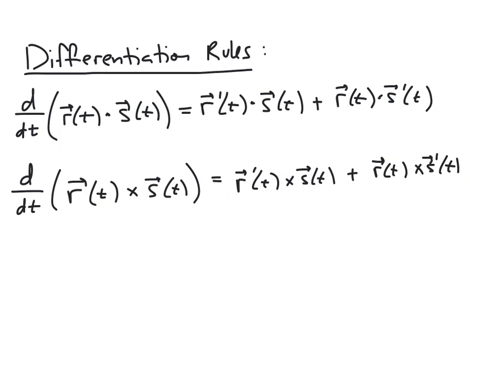Now there is no analogous thing to the quotient rule because we have no analogous operation for division in terms of vectors. So the quotient rule is left out because there's no context for it to work.